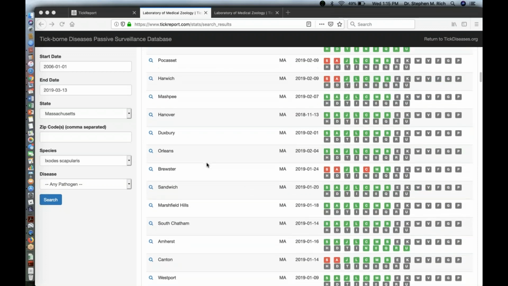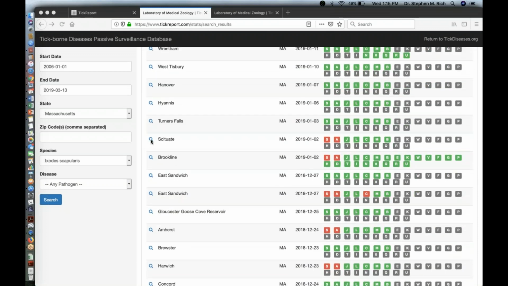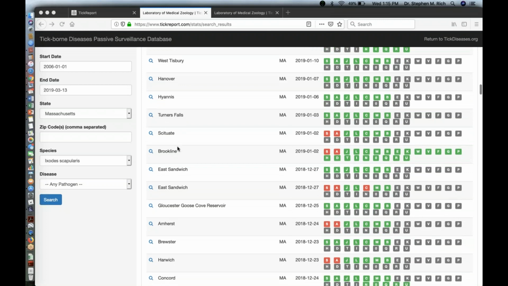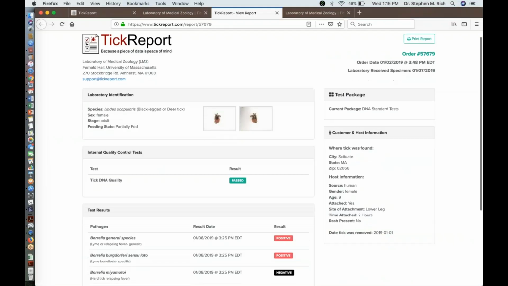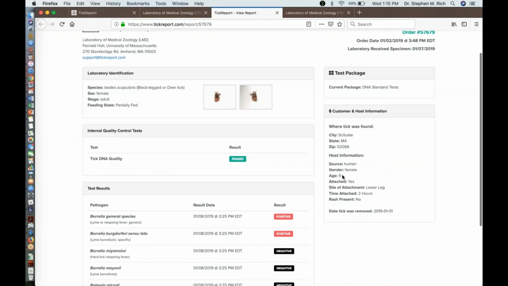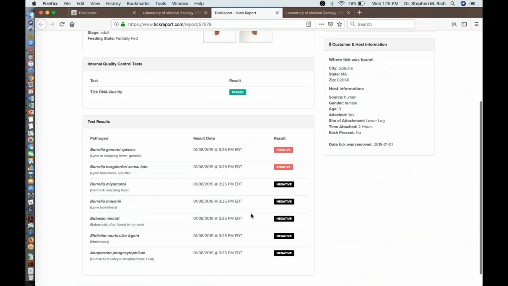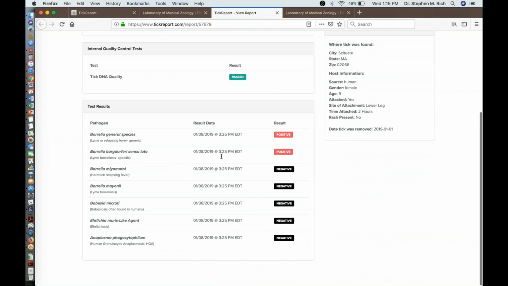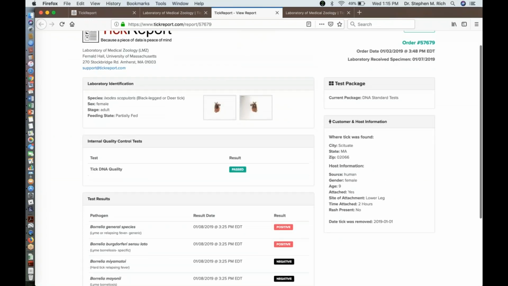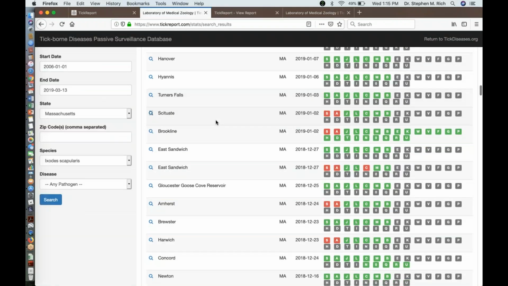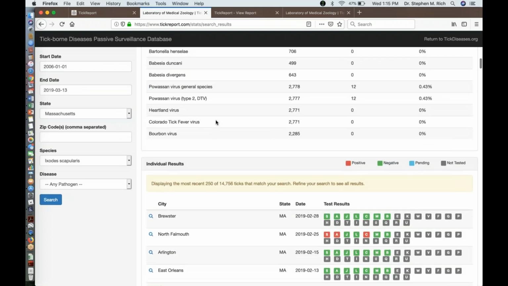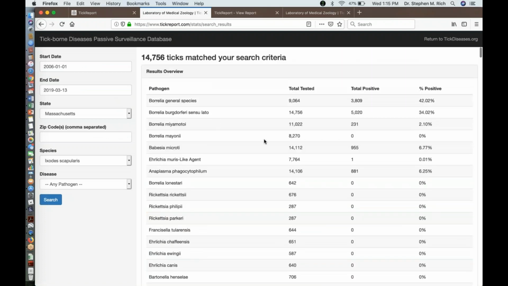Now below is a case by case. These are all blinded cases, so you can see the results of individual ticks. For example, this tick from Scituate. You can click and actually see these anonymous stories of a tick that was sent to us from a 9-year-old female from Scituate, Massachusetts, which was positive for Borrelia burgdorferi. And there's a picture of the tick, the condition of the tick, the feeding status, etc. But I just wanted to finish by saying that if you have questions about the incidence of pathogens, we have a shared public database where you can get that information directly.